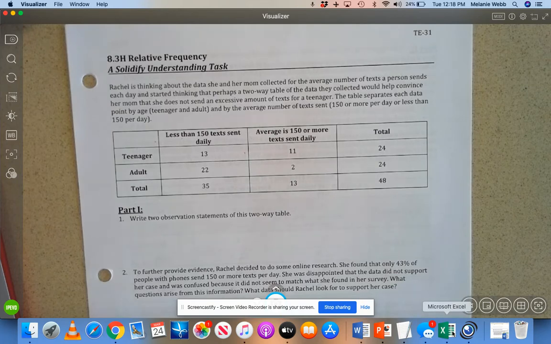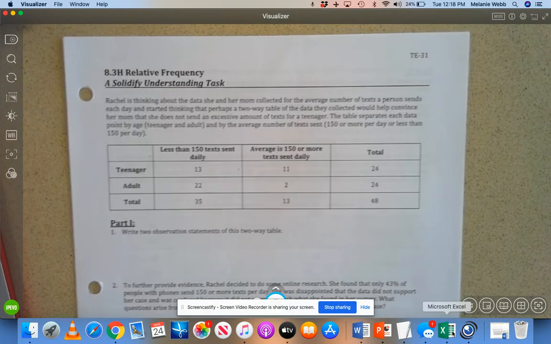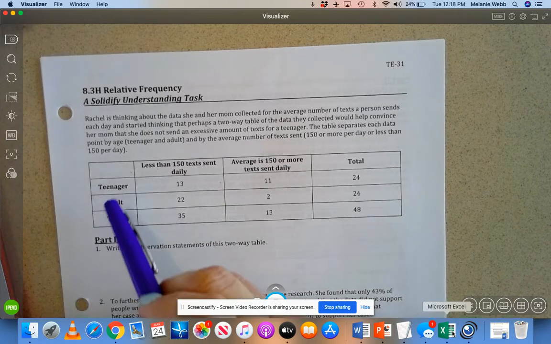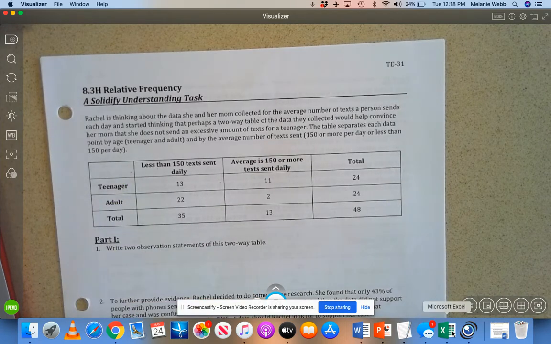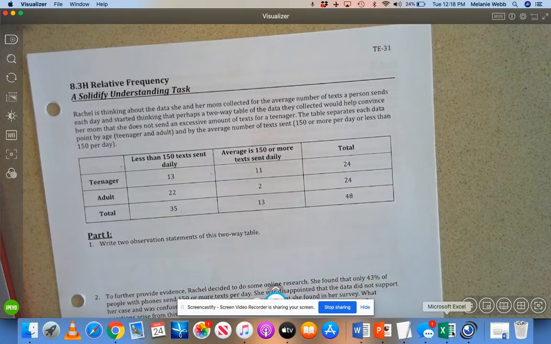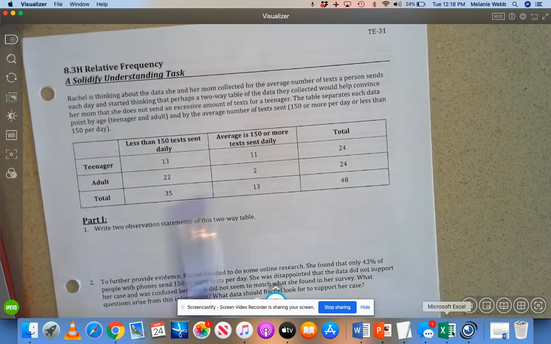We're going to go back to Rachel and her mom with this texting situation. So Rachel's thinking about the data that she and her mom collected for the average number of texts a person sends each day, and started thinking that perhaps a two-way table of the data they collected would help convince her mom that she does not send an excessive amount of texts for a teenager. The table separates each data point by age, teenager and adult, and by the average number of texts sent, 150 or more per day, or less than 150 per day. So you see they filled in this two-way table.